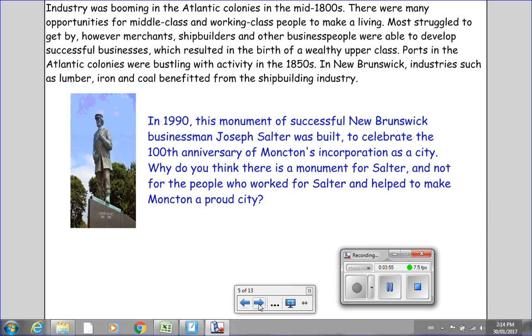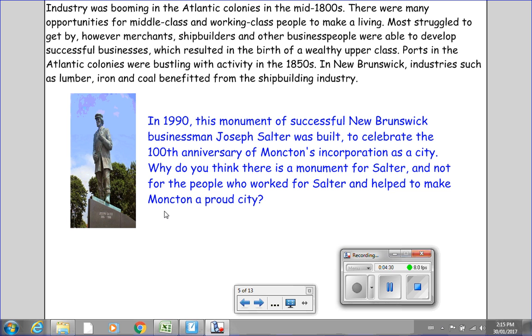Industry was booming in the Atlantic colonies in the mid-1800s. There were many opportunities for middle-class and working-class people to make a living. Most struggled to get by, however merchants, shipbuilders, and other business people were able to develop successful businesses, which resulted in the birth of a wealthy upper class. Ports in the Atlantic colonies were bustling with activity in the 1850s. In New Brunswick, industries such as lumber, iron, and coal benefited from the shipbuilding industry.